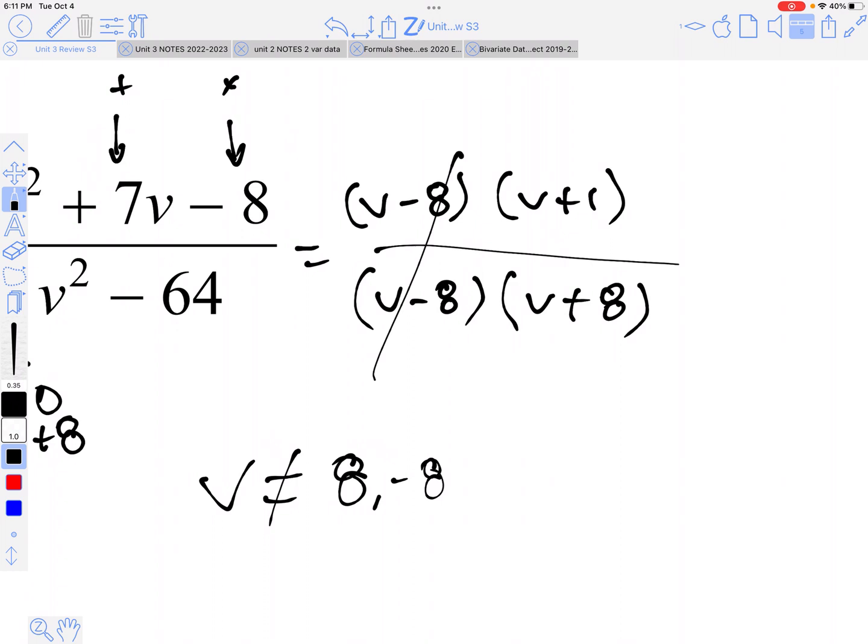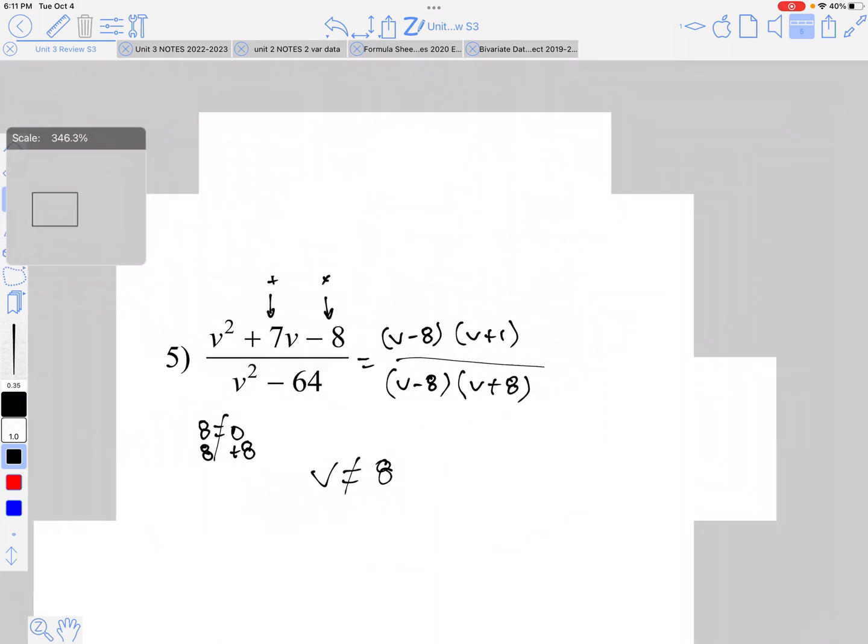So v minus 8 divided by v minus 8, because they're held together by multiplication, becomes 1. 1 times anything is itself, so we're left with v plus 1 over v plus 8. Simplified and excluded values.